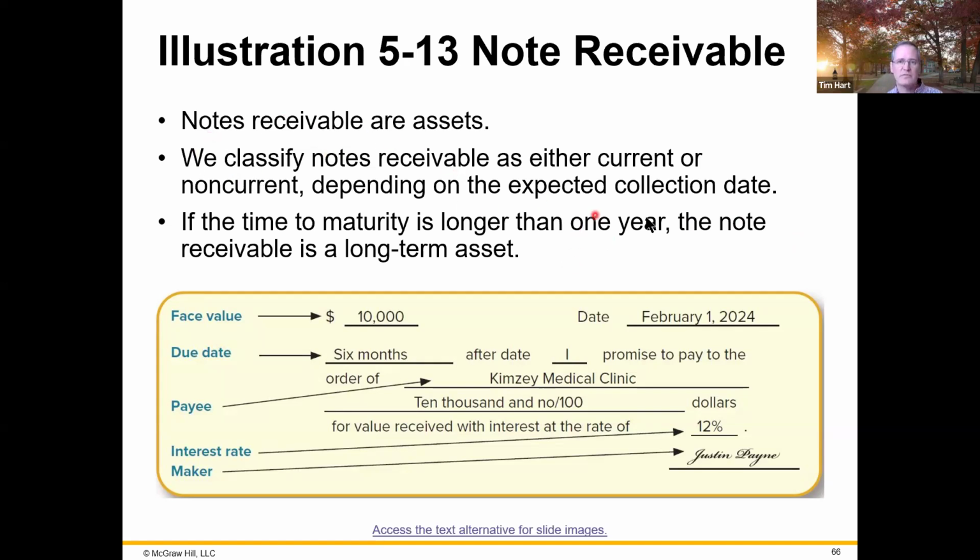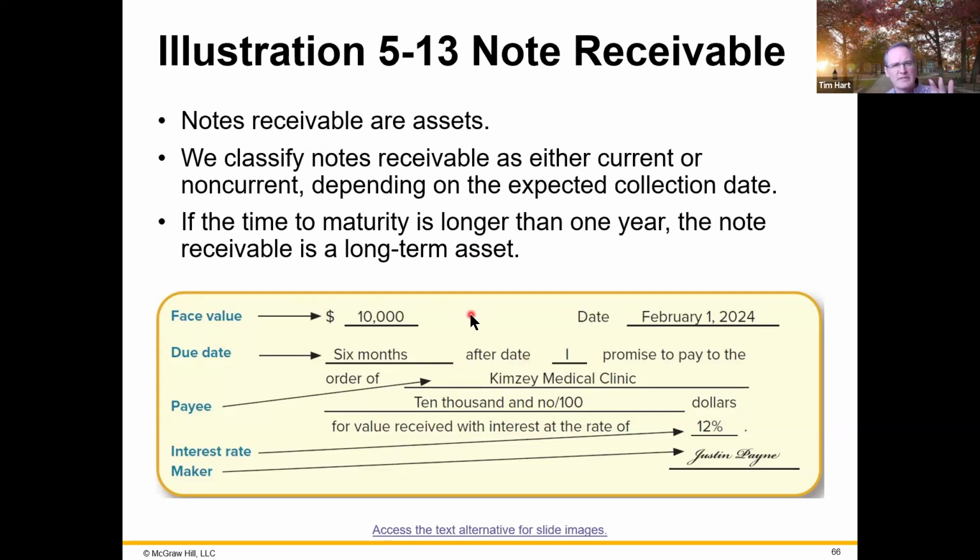They're assets, we record them either current or non-current. If it's more than a year, it'll be a long-term asset, that kind of thing. And then you could adjust it if it's going to be due in that period. You could adjust it from a long-term asset to a current asset.